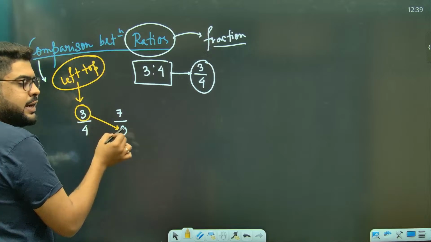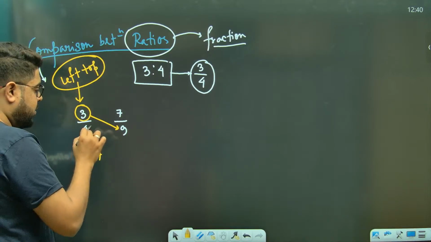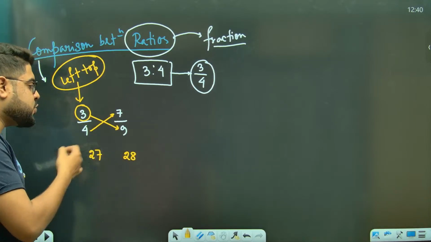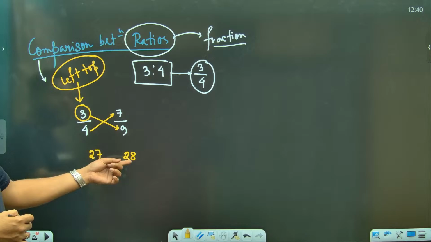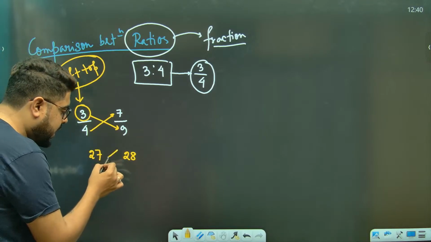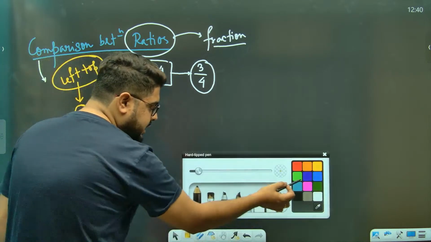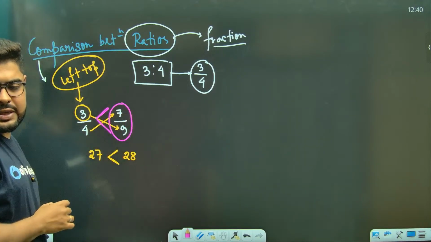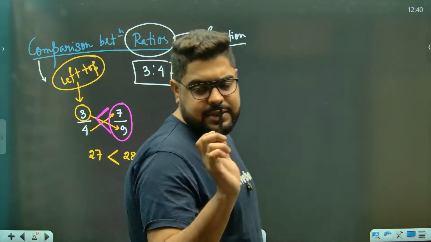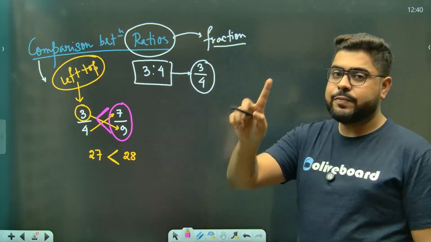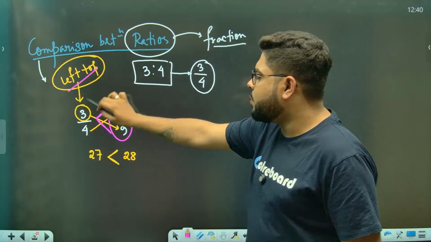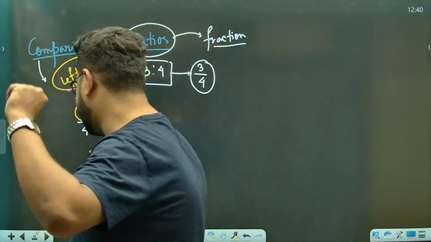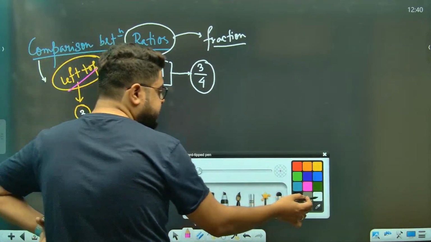Cross multiply. 3 into 9, 27. Write it down. And multiply the other cross. 4 into 7, 28. Which one do you see as greater? 27 is greater or 28 is greater? So this is greater. Whatever the sign is here, the same sign applies to the fractions. So that means this one is greater. Always you can follow this. But the only rule is you have to start from the left top. Clear, everyone?